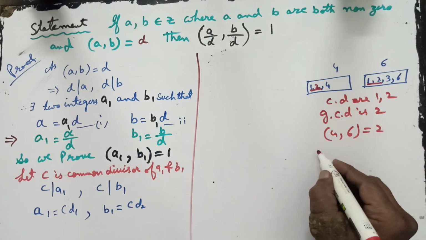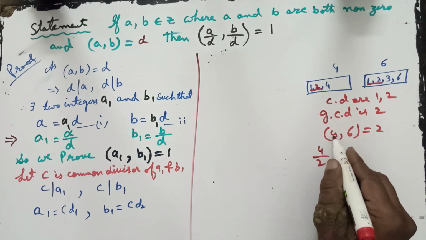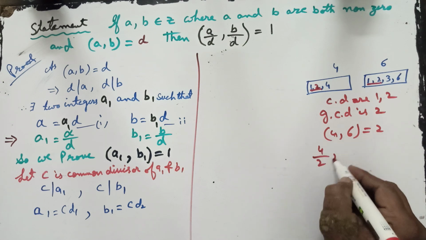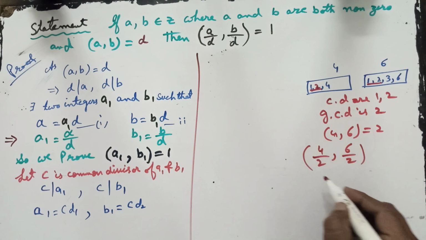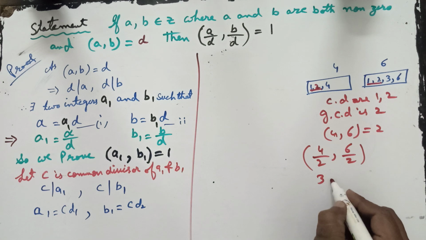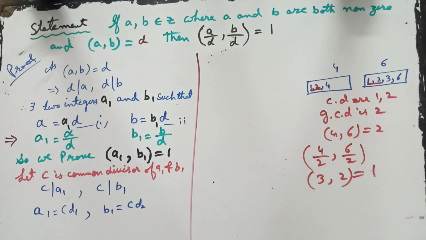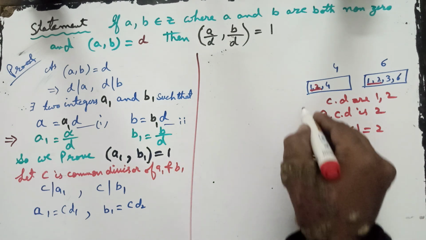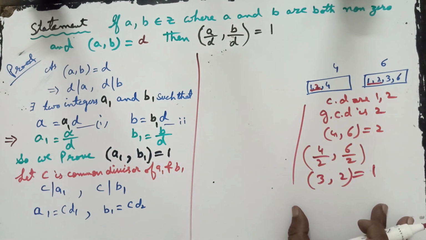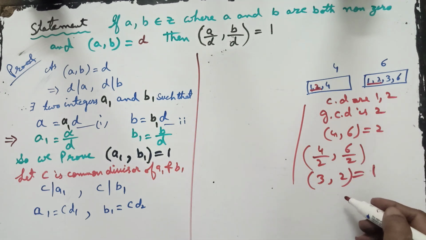Actually our theorem is this: if I divide this number by the greatest common divisor and this number by the greatest common divisor, then the resulting numbers are relatively prime. They have no common divisor greater than 1. This is our theorem. Now this is a specific example with numbers.